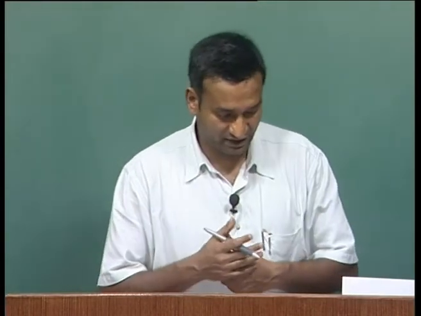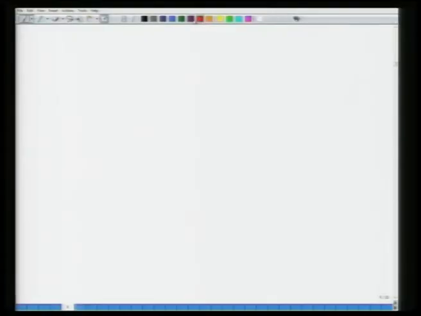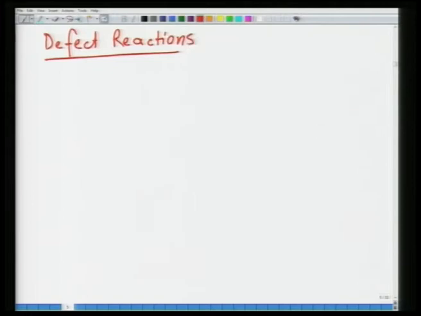Now, the second most important thing is how to write these defect reactions. These defects are formed, and you have to at least believe me that they are stable. We will prove the thermodynamic basis in a little while. The formation of these defects can be represented via chemical-type reactions, and these are called defect reactions. There are certain rules for writing these defect reactions.